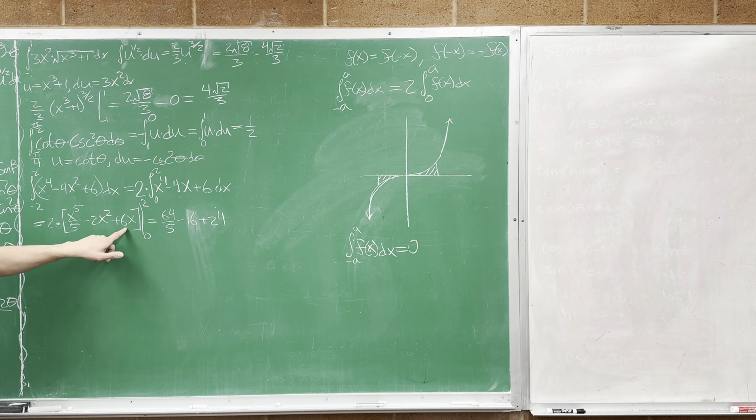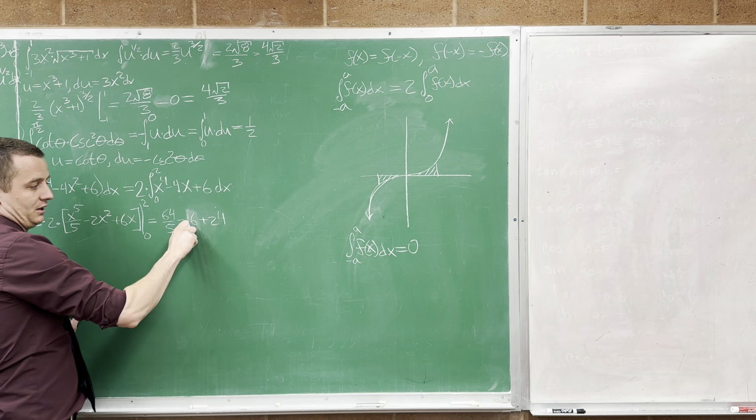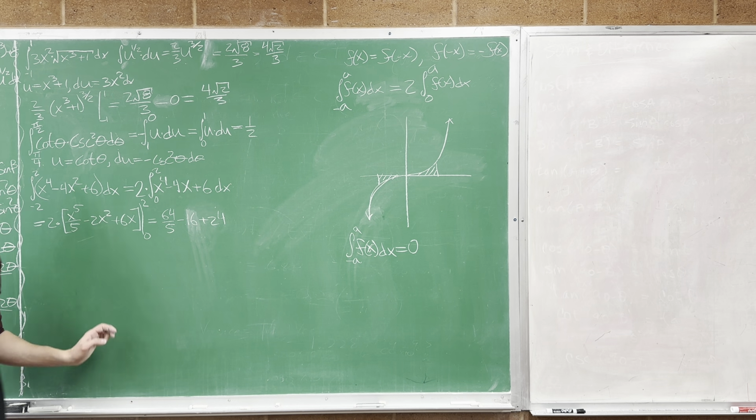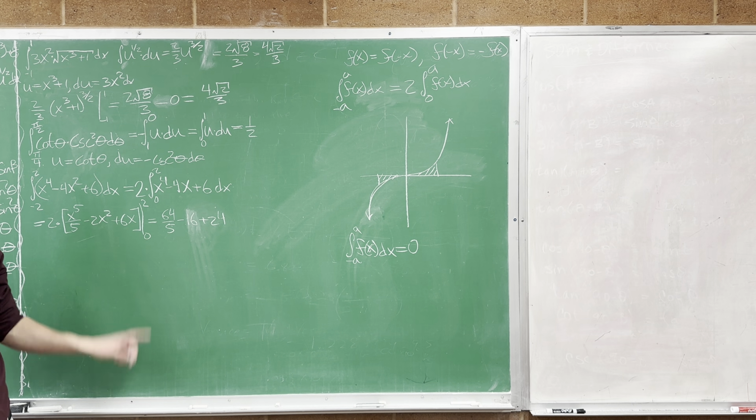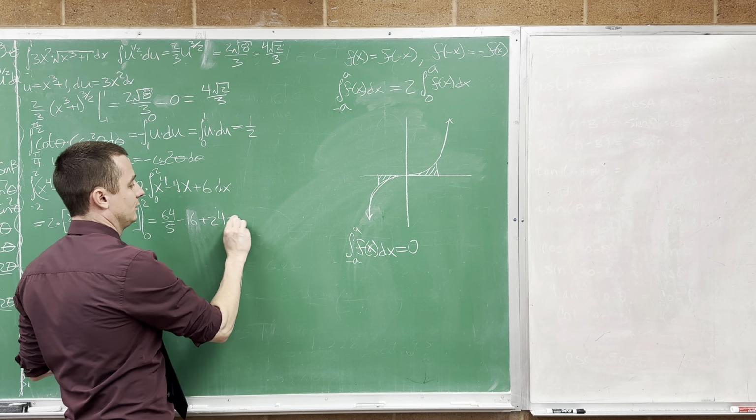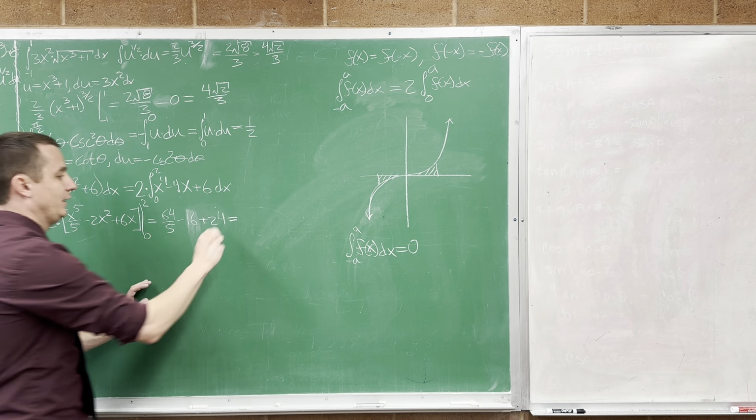Did we do this one right? 12 times 2 is 24. Okay, so I got negative 16 plus 24 is 8. In terms of fifths, what is that? 40 fifths plus 64 fifths is 104 fifths.